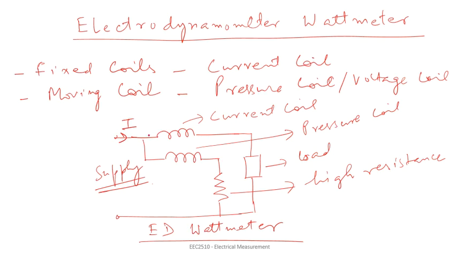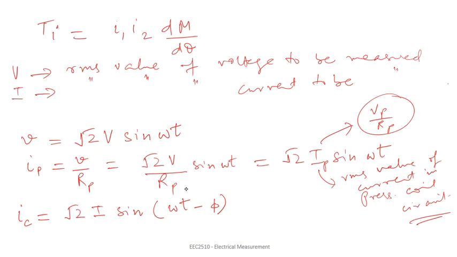And this will be the current in the current coil, whereas this will be the current in the pressure coil. This is the resistance R, which I have already written here. So, now coming back to our expressions, the instantaneous values of current through the current coil and pressure coil have been written here. Let us now write the expression for the instantaneous torque.